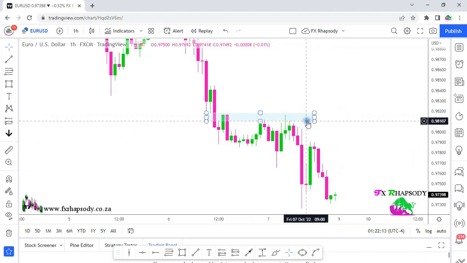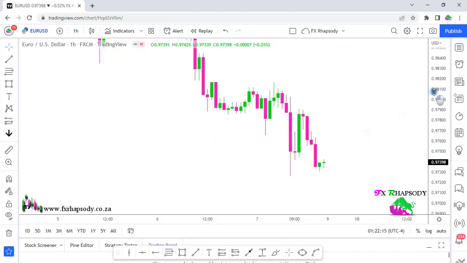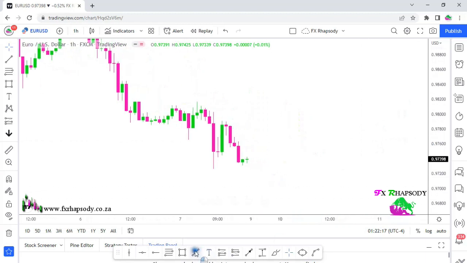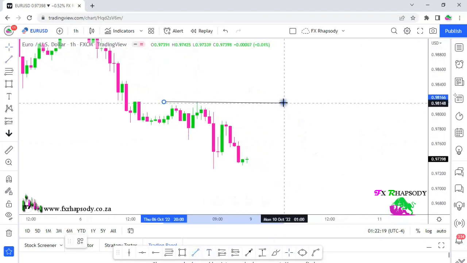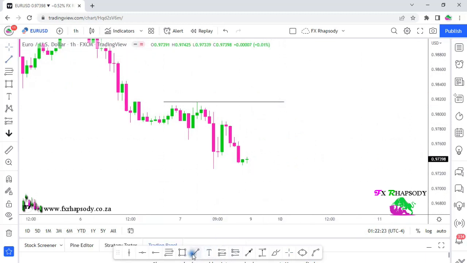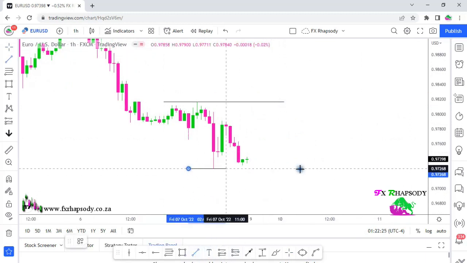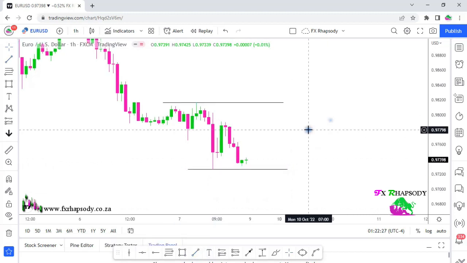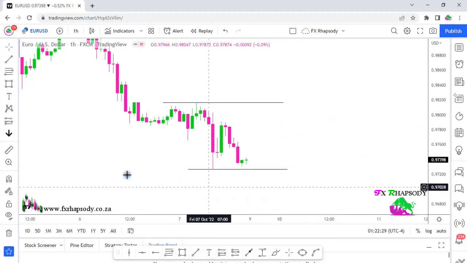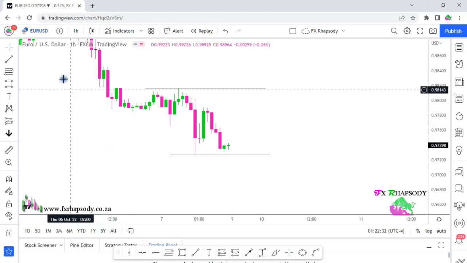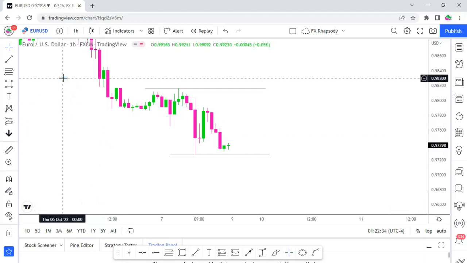So now what we're going to be looking at this week is focusing on two areas once again. We're going to be looking at this high. I would like to see price breaking that high, or I would like to see price breaking that low. Those two areas, and once it does, we can react to the market. So that's all from my side on these two currency pairs.